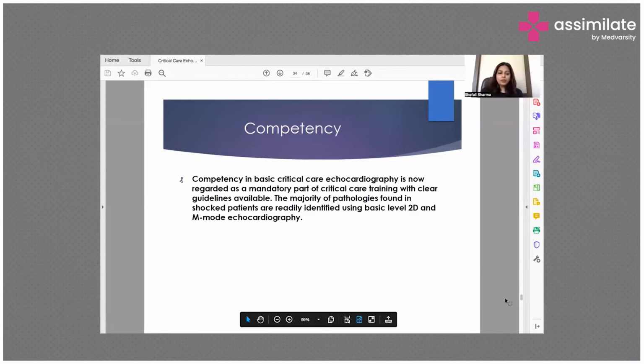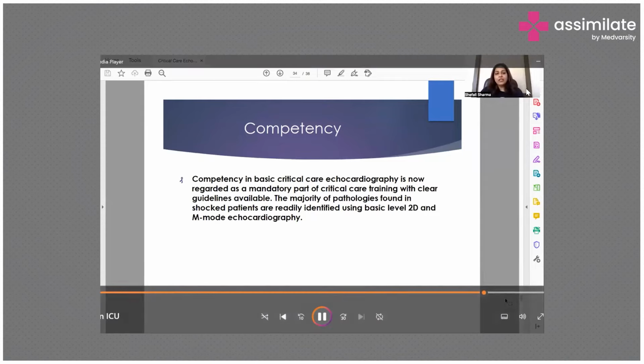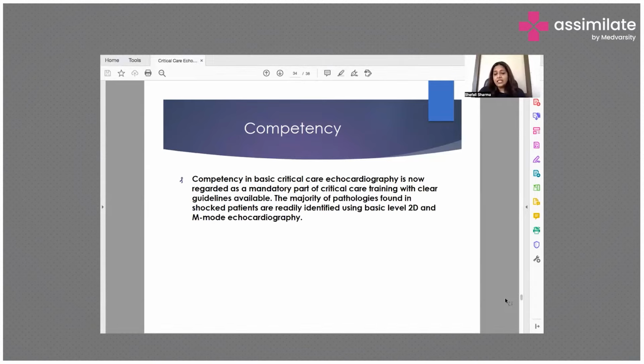Definitely, when we talk about doing echo in the ICU setting or in the emergency setting, competency plays a very important role. Competency in basic critical care echocardiography is now regarded as a mandatory part of training, with clear guidelines available. The majority of pathologies found in the patient having a shock state are readily identified using basic level 2D and M-mode echocardiography.